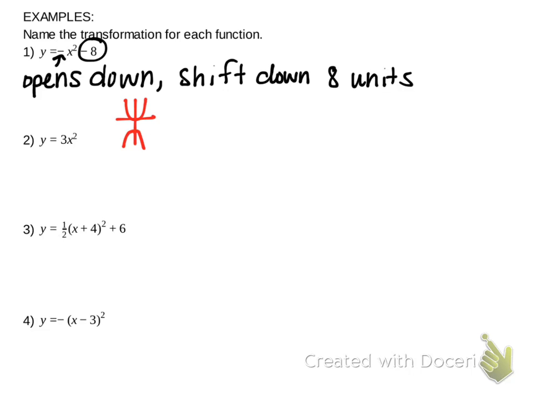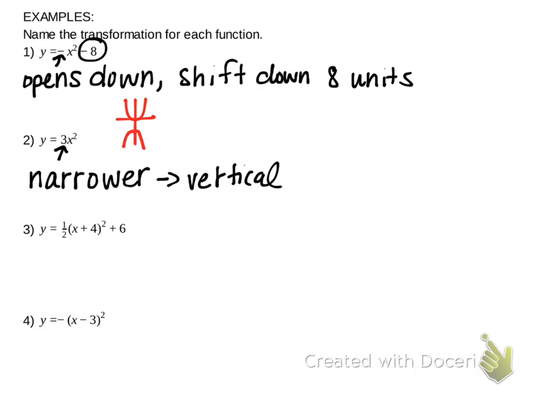On this next one, we have 3x squared. Just this 3 right here makes it narrower. That's what I want you to say: it's going to be narrower. It's actually a vertical stretch. You could say that as well. That's something you'll talk about later on. It's going to make it thinner. So if we were to sketch these two, I have the parent function here, and then 3x squared would be a little bit narrower, closer to the y-axis.